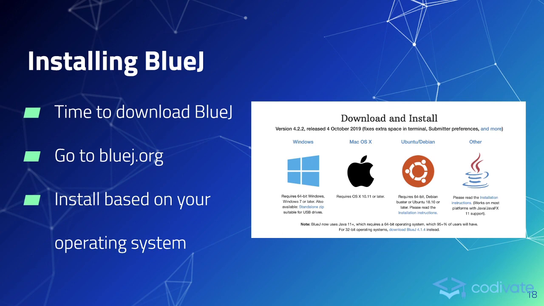Installing BlueJ. So basically, you can go to your web browser and your search engine of choice and go to bluej.org, search that up, and you will be able to go to the install page. Once you go there, you'll be able to download based on your operating system. If you're using a Windows computer, you can download the Windows version. If you're using Mac OS or OS X, you can download that version, and so on.